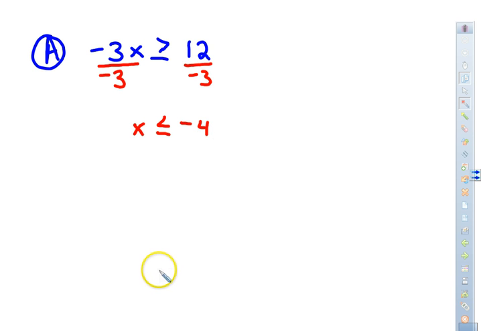Unlike signs will be negative. Okay? So my answer is negative, and this sign does get flipped. Okay? It's reversed. So instead of greater than or equal to, it is less than or equal to. It's only when you are dividing or multiplying by a negative number. If this were positive, the sign would not have reversed, it stayed the same. So let's look at this next one.